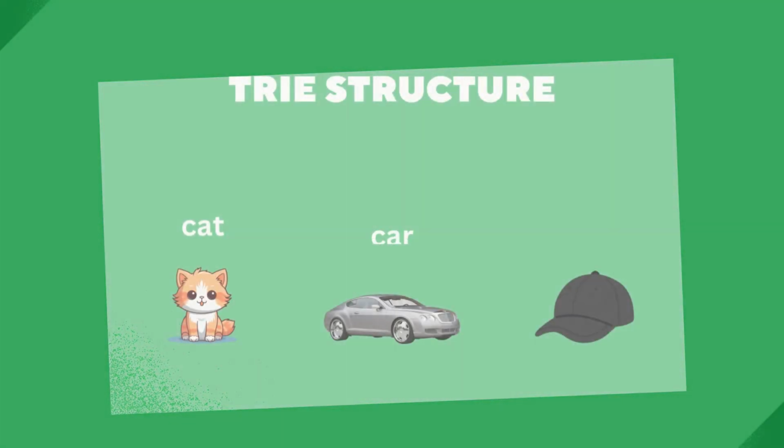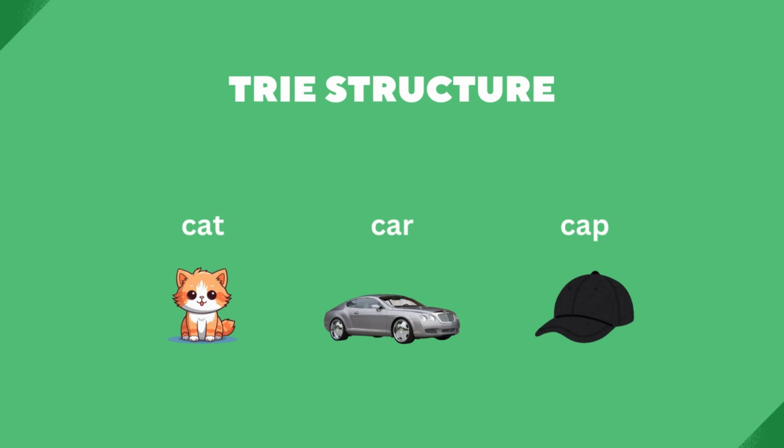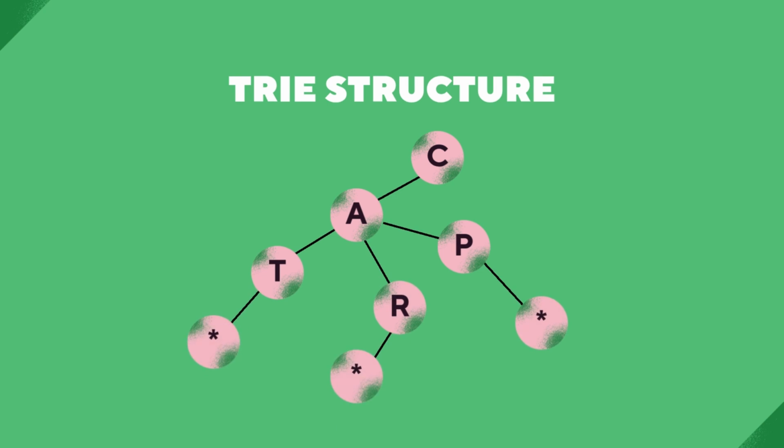Let's say you have these three words: cat, car, and cap. Instead of storing each word individually, a trie lets you reuse the common prefix CA. Then the paths diverge into T, R, and P. That's how tries save space and improve performance.